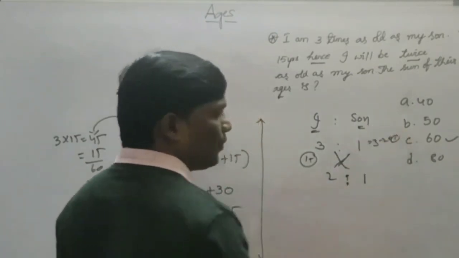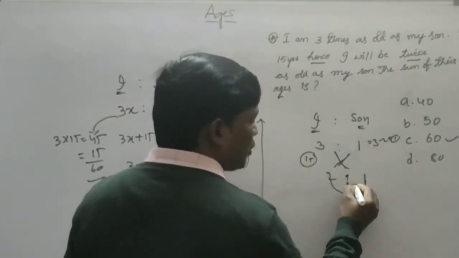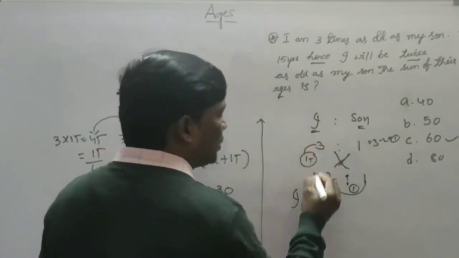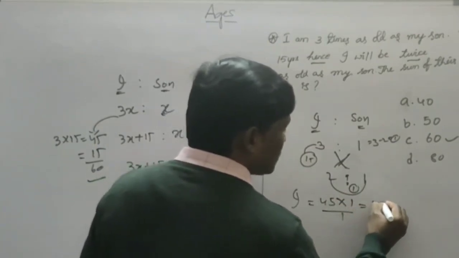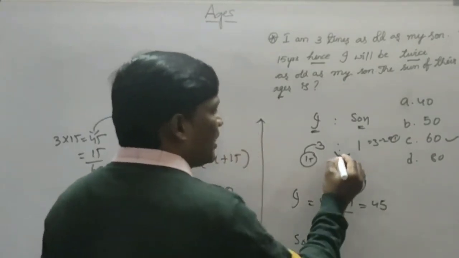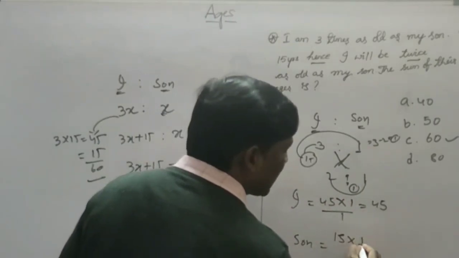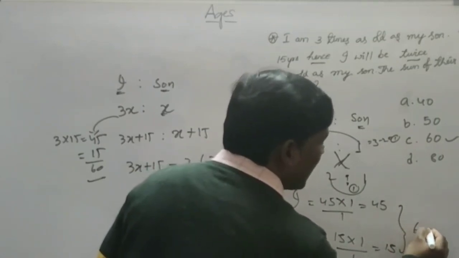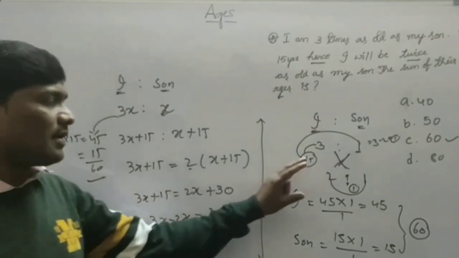So difference is how much? 1. The first difference is how much? 1. And second step, check the difference. 2, 1 difference is how much? 1. Okay, first find out my age. So 15 into 3, 45, into second step difference by first step difference. So my age is 45 years. And my son age, my son is how many parts? 1 part. Then 15 into 1, 15, into second step difference by first step difference is equal to 15 years. The total age is how much? 60 years. So this is the transmission method.